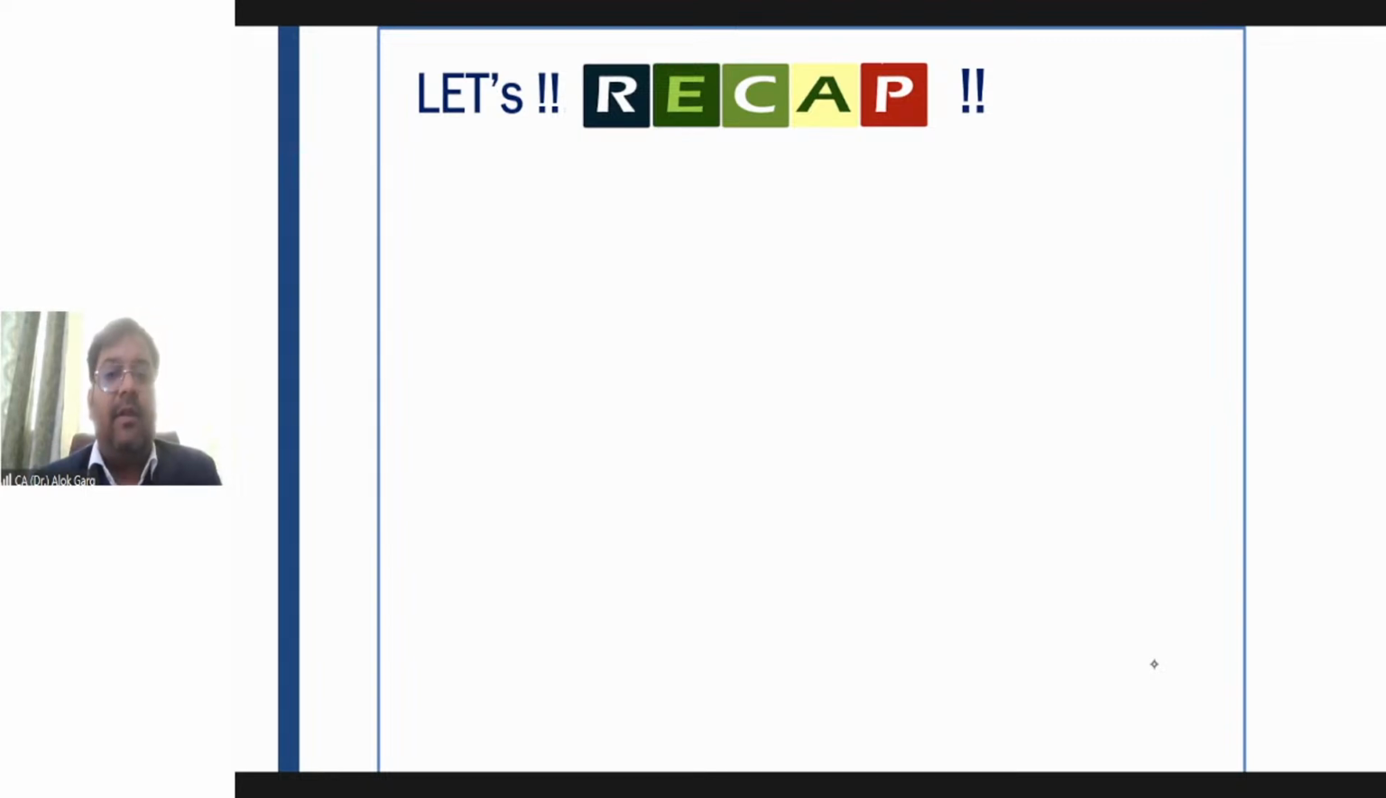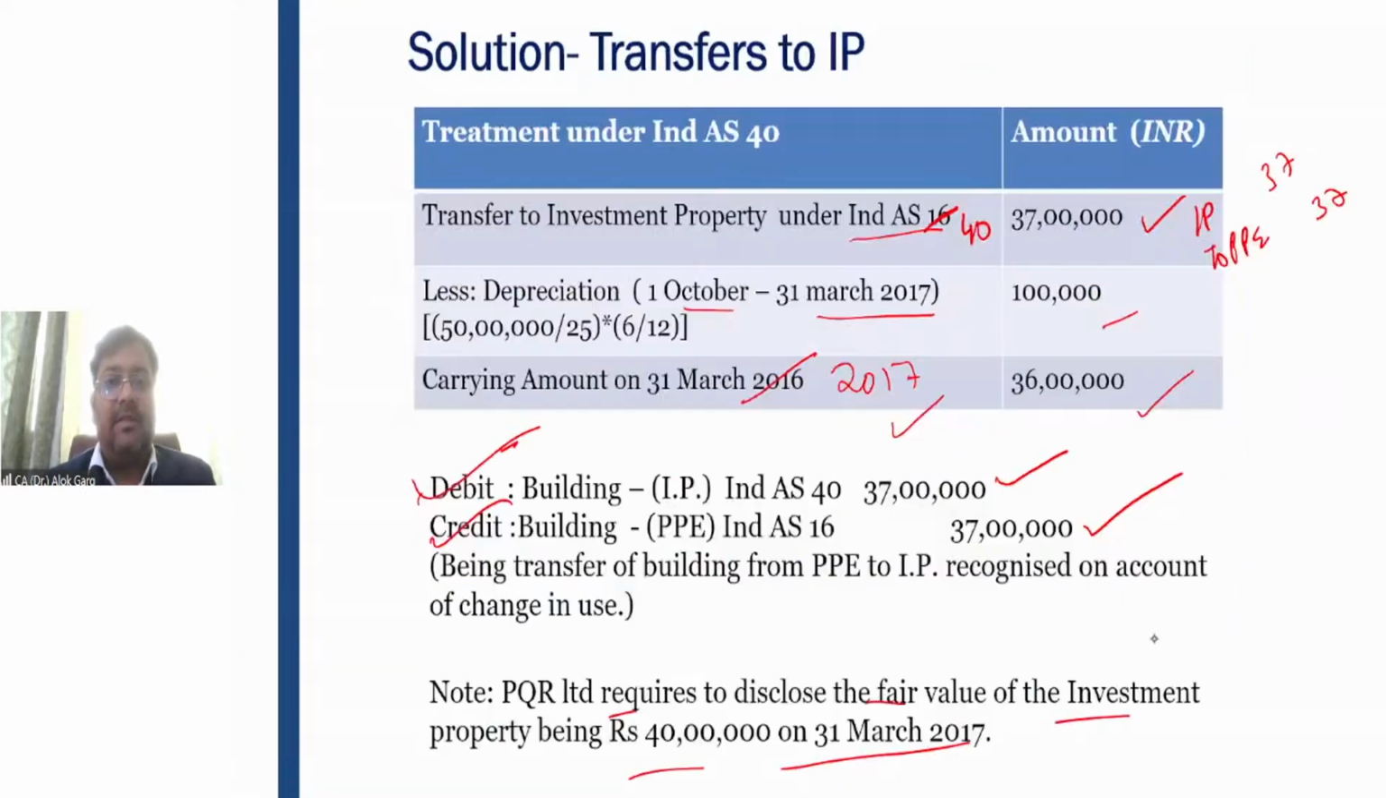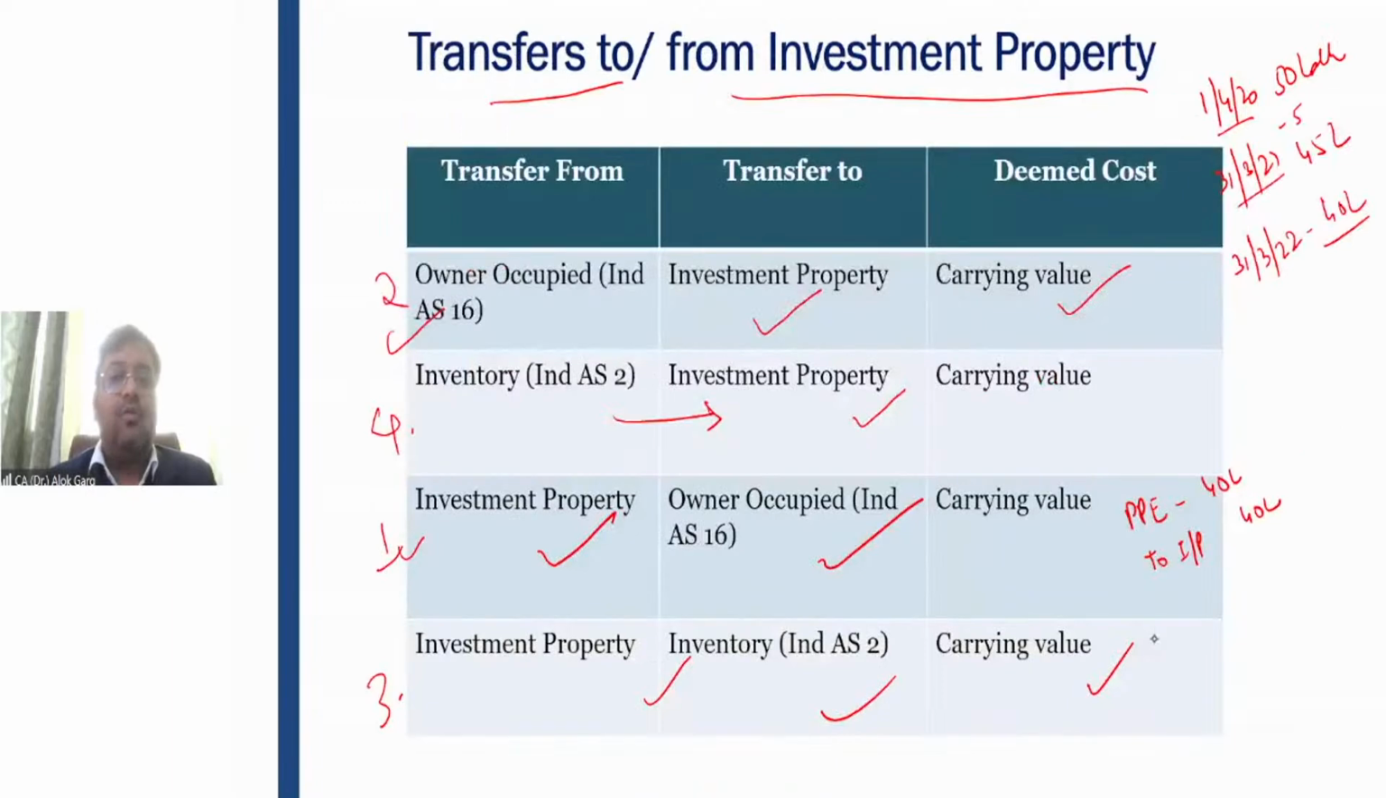So friends, Koshiki is also asking a question: transfer to or from PPE to or from inventory, will it also be at carrying value? Yes, it has to be at carrying value. In this table, everything is at carrying value, so that manipulation or planning cannot happen in the books of accounts, because it is a very subjective part, right?